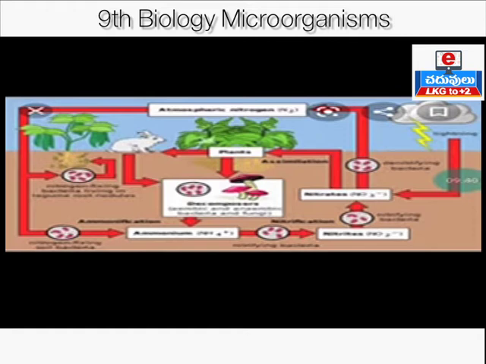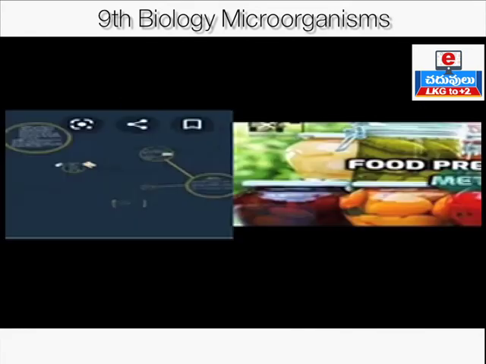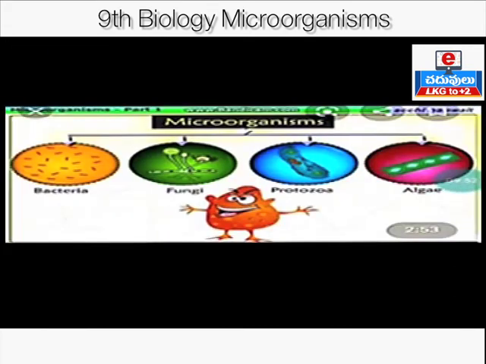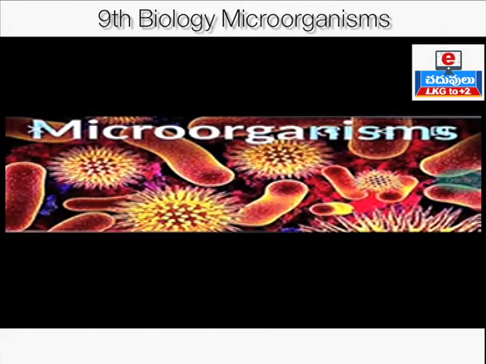These are all we have learned in topic 2 on microorganisms. There are five different synopses in the second chapter. What are the five synopses? The first one is introduction of microorganisms, and the second one is classification of microorganisms.